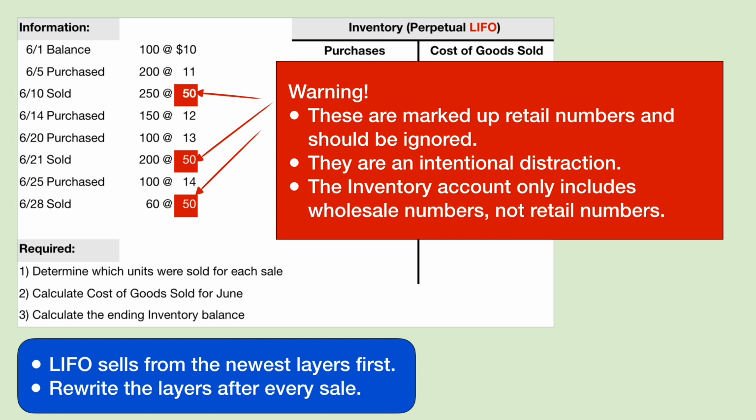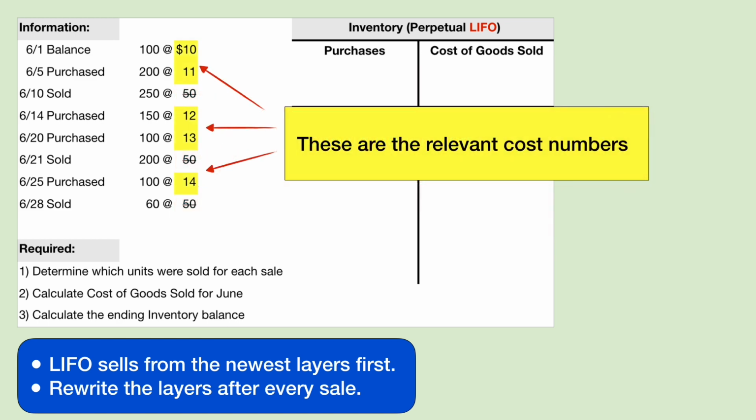Just a word of warning, these red numbers, those are retail numbers, and they have nothing to do with our calculation, but they're just there. And if a student doesn't know what he or she is doing, the students are apt to try to do something with these retail numbers. But I'm just telling you, it's a common trick in accounting homework and tests to give you a little extra information that you're supposed to ignore. And if you know what you're doing, you'll just ignore those. These yellow numbers are our wholesale cost numbers, and they are relevant to this problem and calculations.